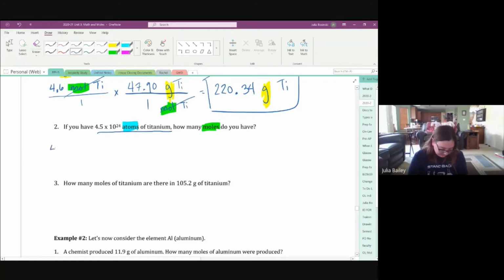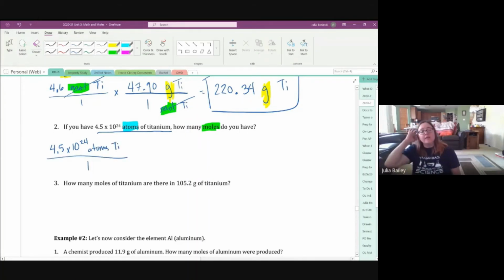So I'm going to write 4.5 times 10 to the 24th atoms, and then you can abbreviate titanium with its symbol from the periodic table, which is Ti. Write that as a given. You can put it over 1 if you want to. Technically, you don't need the over 1. It's up to you. Whatever makes you feel better. Equally valid ways to do it.